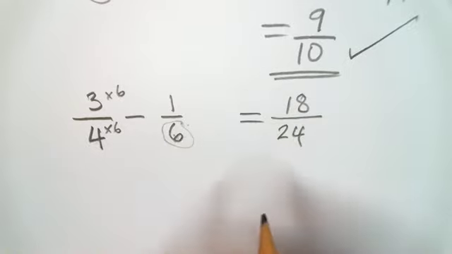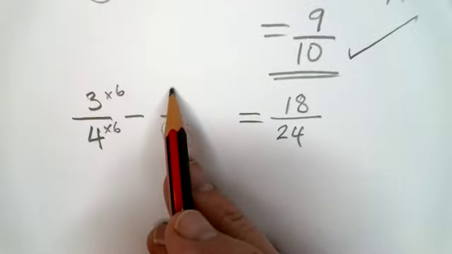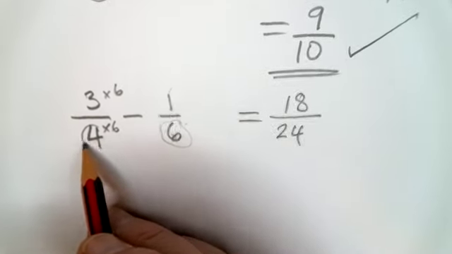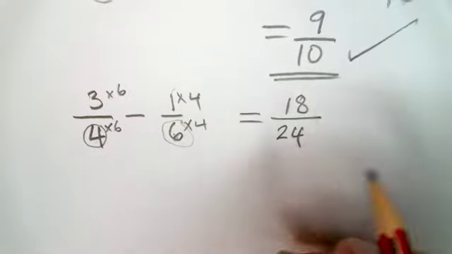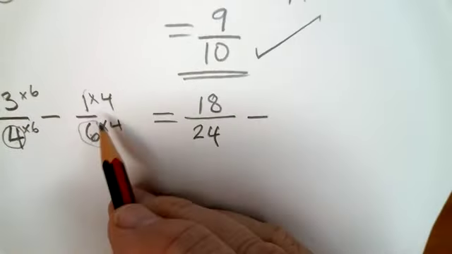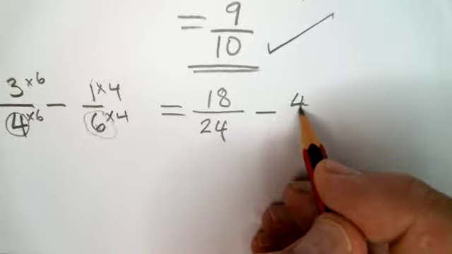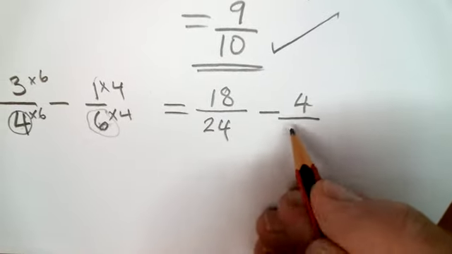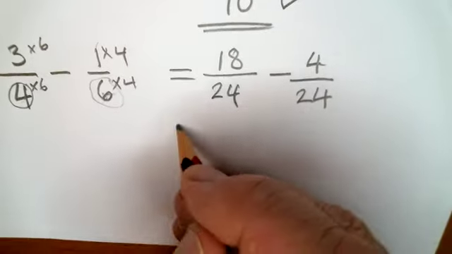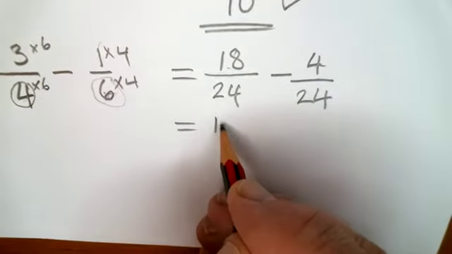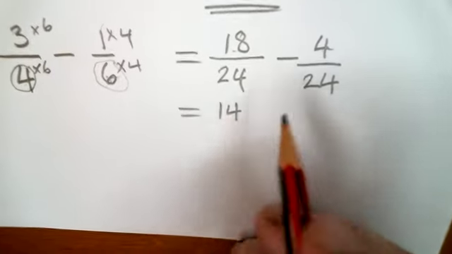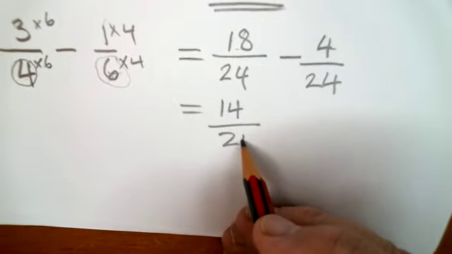Well, let's make this one into 24. So what do I multiply all this by? I multiply it by 4. So let's multiply this by 4 and this by 4. So I put a subtraction in between. I got 1 times 4 is 4. 6 times 4 is 24. All right, let's see what we get. Well, 18 minus 4 is going to be 14 over 24.